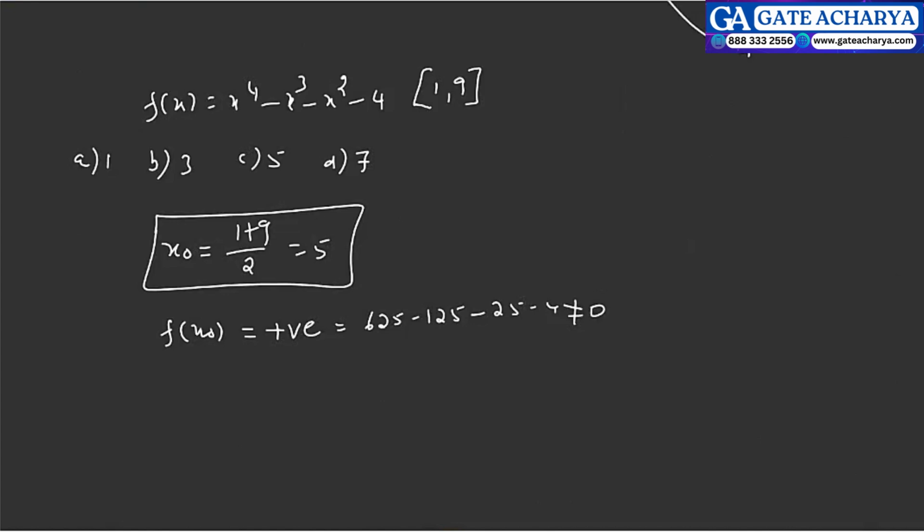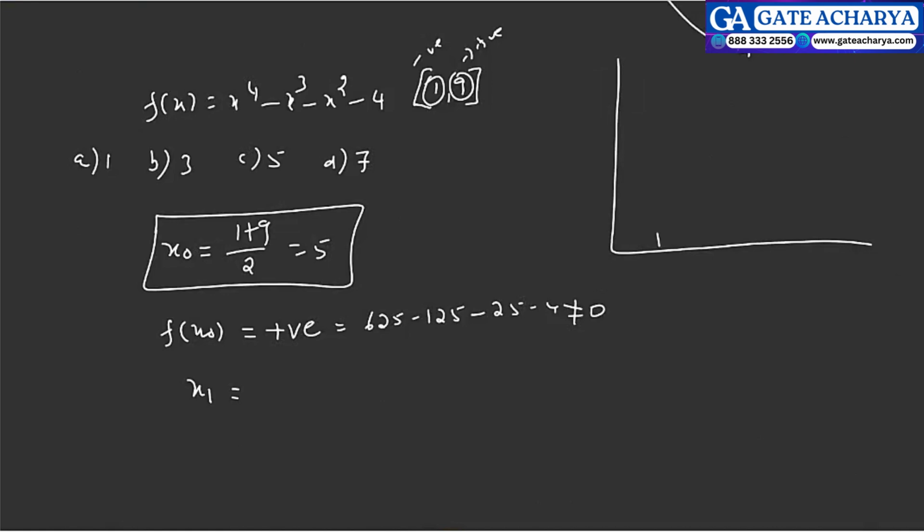Next, what is x1? It is positive. Which one is nearest negative? F of the initial value 1 is a negative value, and this one is a positive value. X0 is positive. Therefore, one root value is positive. Which one is nearest negative? 1. Therefore, the root lies between 1 and 5.